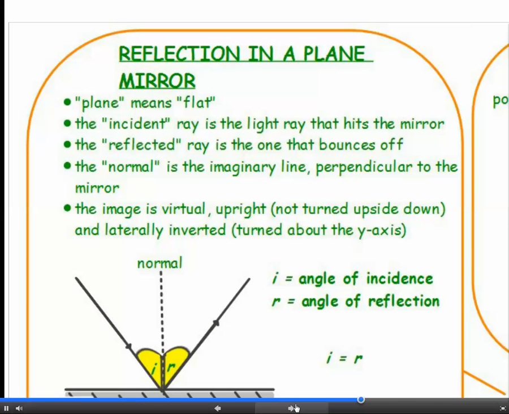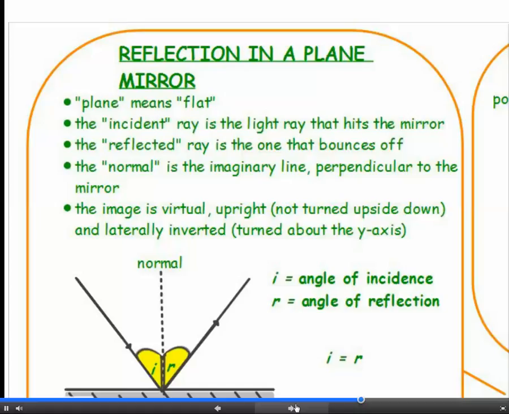Reflection in a plane mirror. Now plane in this instance means flat, so it's reflection in a flat mirror. The incident ray is the light ray that hits the mirror, and the reflected ray is the one that bounces off. Now we use this term the normal a lot in reflection. The normal is the imaginary line which is perpendicular to the mirror. And reflections in plane mirrors produce images which are virtual, come on to that in a minute.